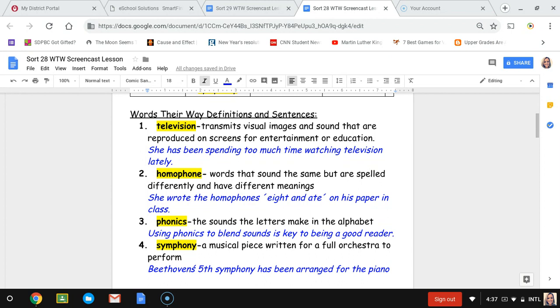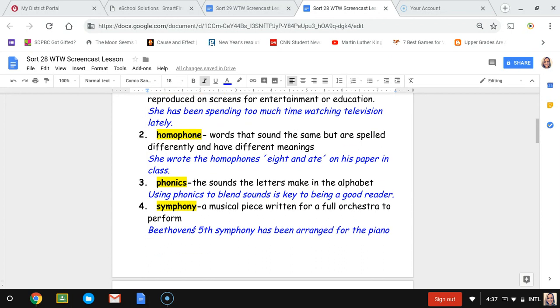Number 2. Homophone. Homophones are words that sound the same, but they are spelled differently and they have different meanings. So the sentence that I have is, she wrote the homophones eight and ate on her paper in class. So eight and ate, noticing they sound exactly the same, but they are different words. The first word eight is talking about the number, and the second word ate is talking about something that you would eat as a meal. So those are examples of homophones.